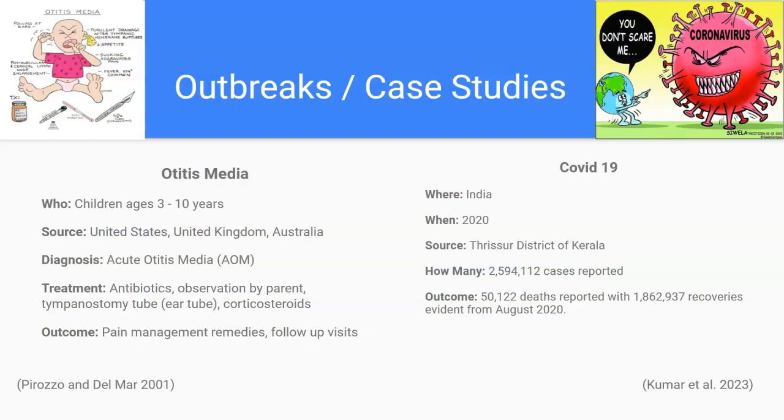Most individuals had complaints of respiratory issues, loss of smell or taste, body aches, and chills. Treatments for COVID-19 primarily involve supportive care such as rest, fluids, and fever-reducing medications. In severe cases, patients might require supplemental oxygen or mechanical ventilation. While vaccines have been developed, the outcome has reported 50,122 deaths with 1,800,600 to 937 recoveries evident from August of 2020.